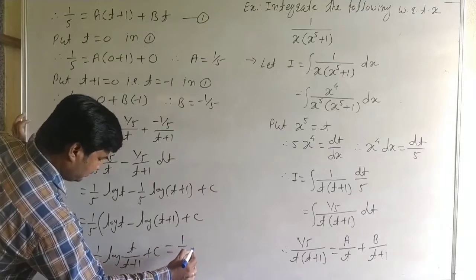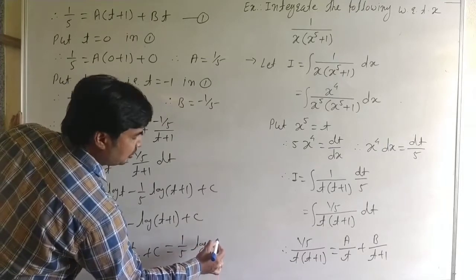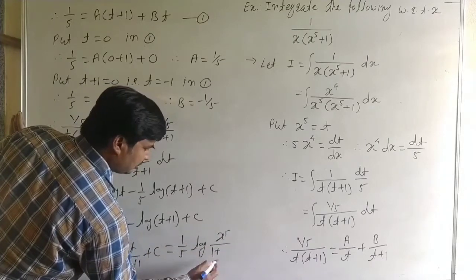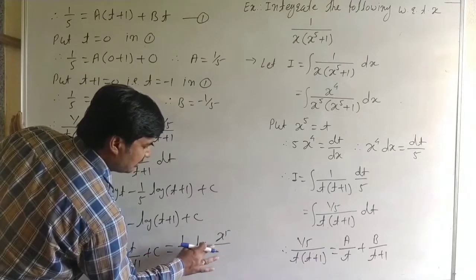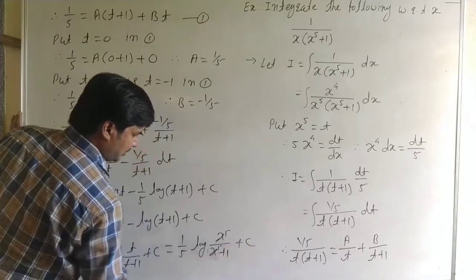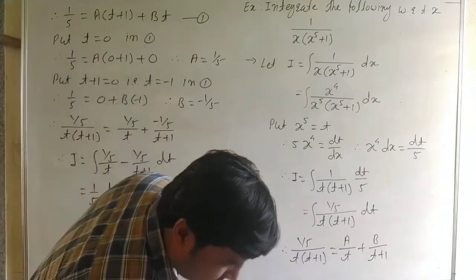Put the value of t. It is 1 by 5 log of x to the power 5 upon 1 plus x to the power 5, plus c. Here it is the last answer. Now we see the next example.